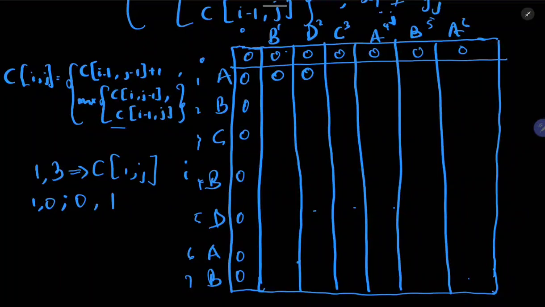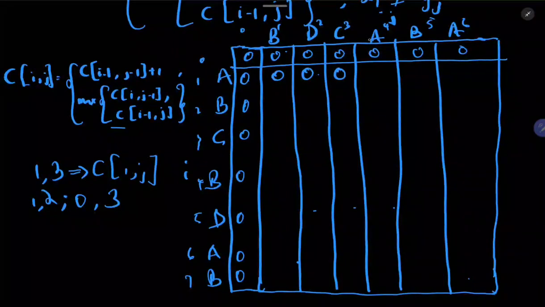This is 1, 3. And to fill it, I want the maximum of i, j minus 1, that's 1, 2, and i minus 1, that's 0, and j, 3. So 0 and 3. So let's look for cell 1, 2. Cell 1, 2 will be this AD here, and cell 0, 3 would be this one. So what's the maximum? They are both 0, so we still go with 0.